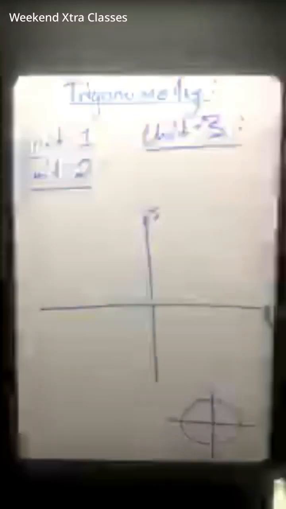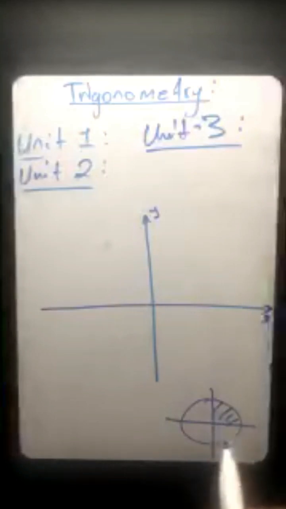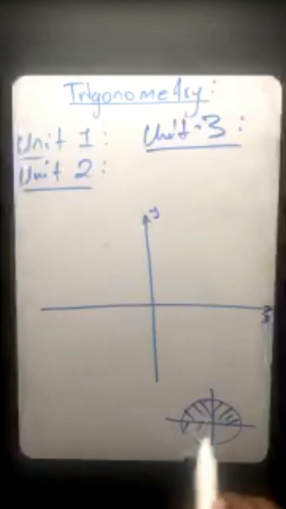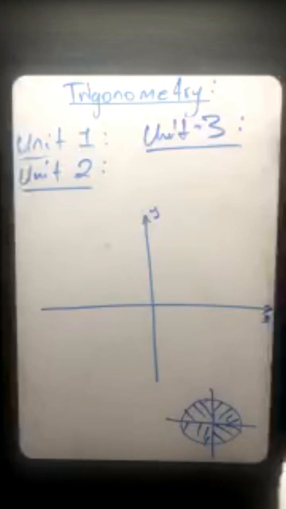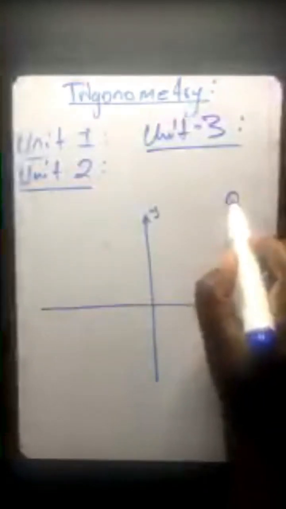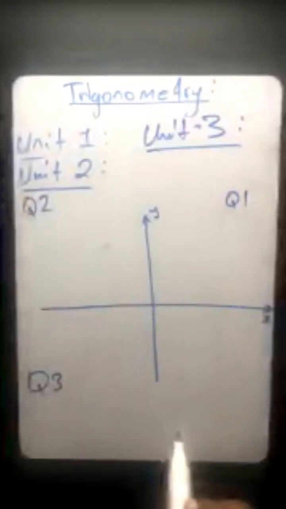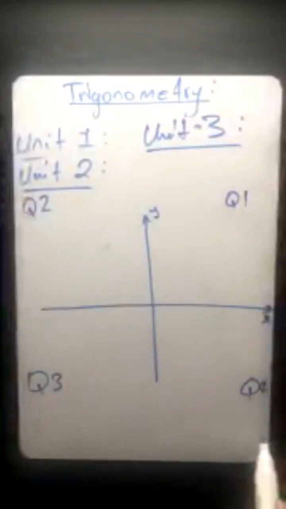Just like an orange, if you cut it in that manner, you have this being quarter number 1, quarter number 2, quarter number 3, quarter number 4. So that is why we call this part quadrant number 1, meaning it's quarter number 1, this one is quadrant number 2, this is quadrant number 3, this is quadrant number 4.